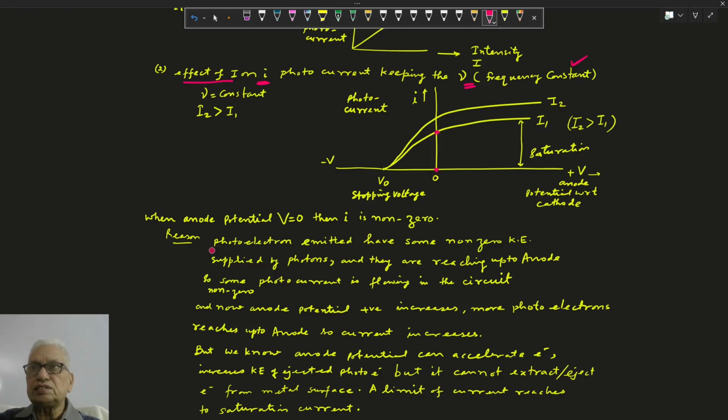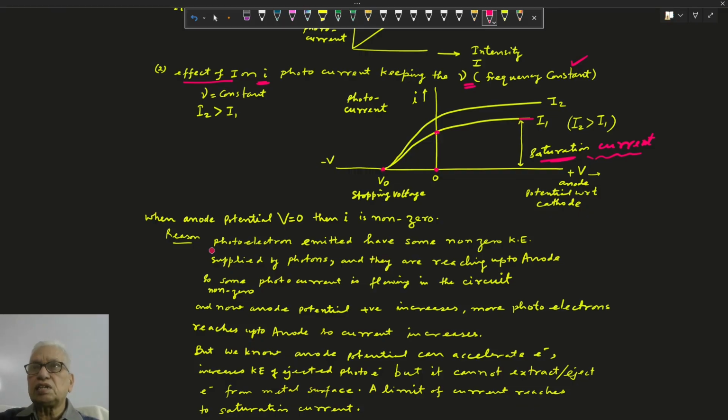If we increase the voltage a little bit, current increases, but after a large value of anode voltage, there is no increment in the current. That is called saturation current. All the photoelectrons being ejected have been collected, so there is now no chance to increase the current. This is the maximum value, called saturation current. If intensity increases, saturation current also increases.